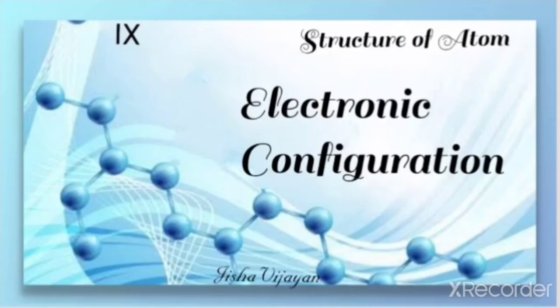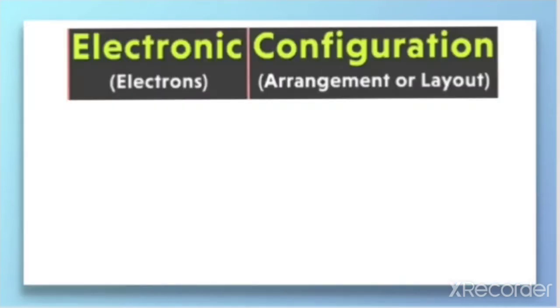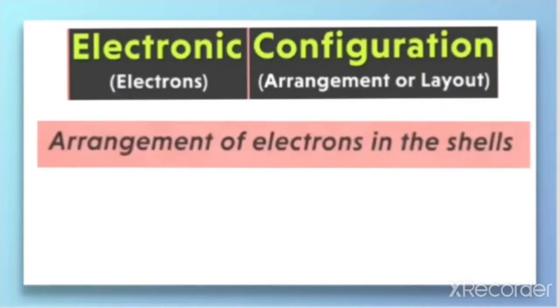Hello students, let us discuss electronic configuration in the chapter Structure of Atom. First of all, let us see what this electronic configuration is. Electronic means it's related to electrons and configuration relates to arrangement or layout. It means electronic configuration is the arrangement of electrons in the shells, as we have already discussed how the electrons are distributed in the different shells.